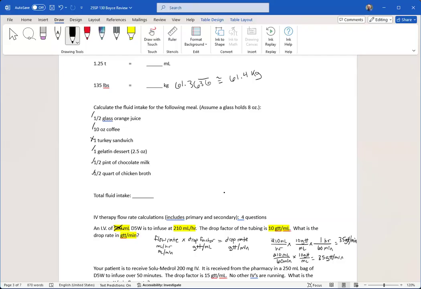You may not think jello is liquid, but if you've ever made jello, it's a little bit of powder and a whole lot of water. So it is liquid, more so liquid than a solid. Chocolate milk and ice cream go along those lines. But like turkey sandwich, if we said pudding, if we said custard, these are all considered solids.